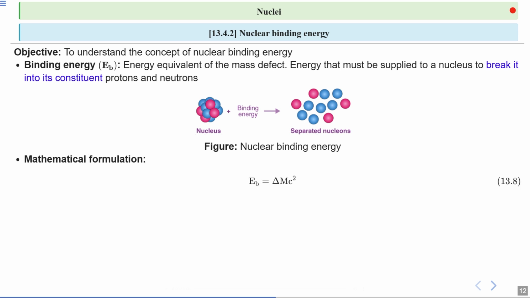Now let's see how we calculate binding energy mathematically. The formula is E_B equals delta M C squared. This is NCERT question 13.8. Here delta M is the mass defect and C is the speed of light. This equation shows us that even a small difference in mass can result in a large amount of energy.